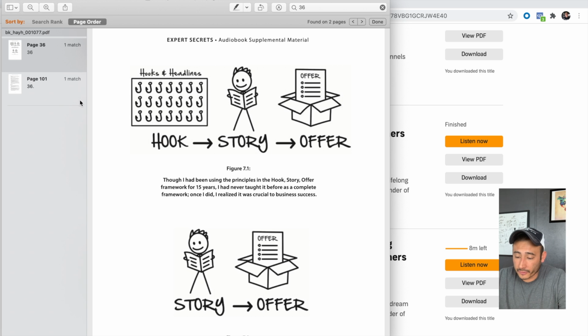Hook, story, offer. If you're not familiar with TikTok, it's a social media platform where you can post 15 to 60 second videos. In those videos, you have to explain what you're doing on there. So of course, hook, story, offer. People are just swiping, so as soon as they come to your video, you have to hook them with something that keeps them on your video.